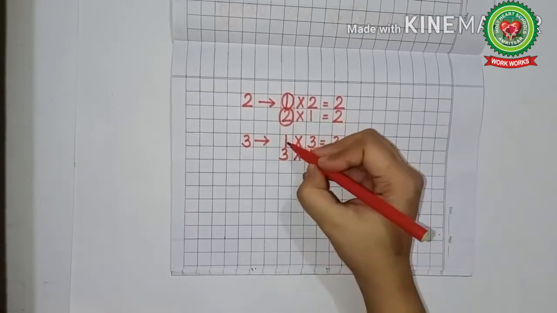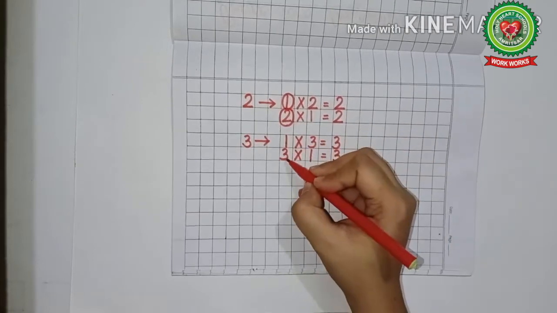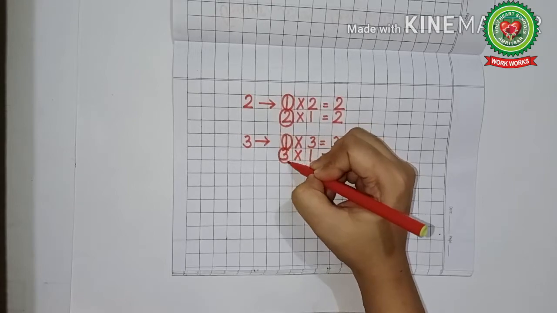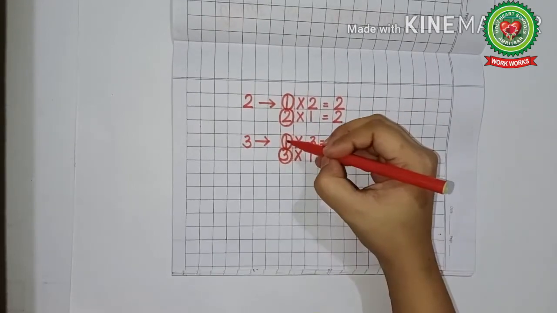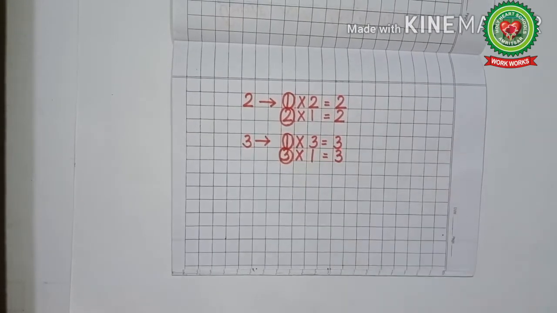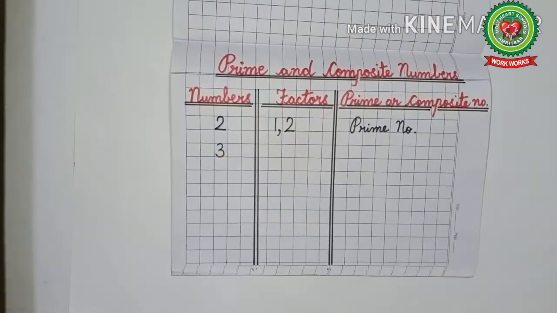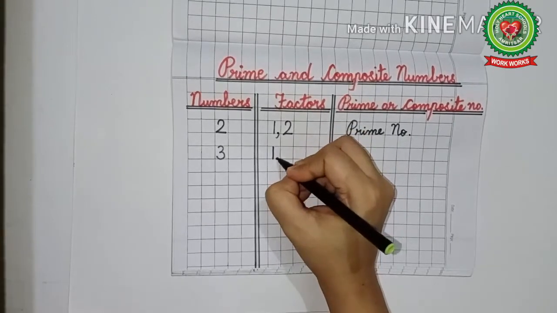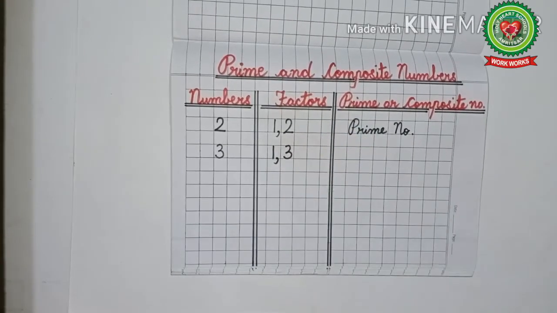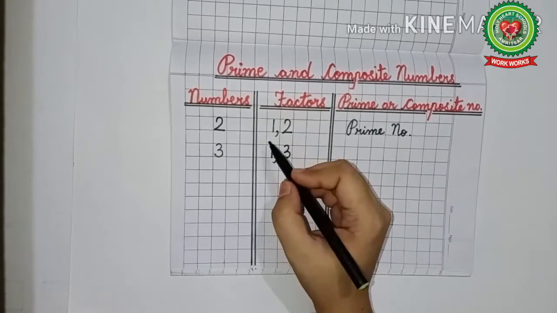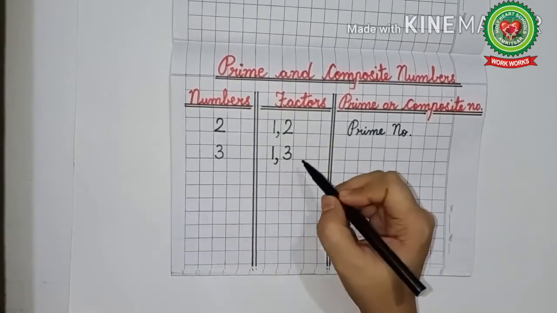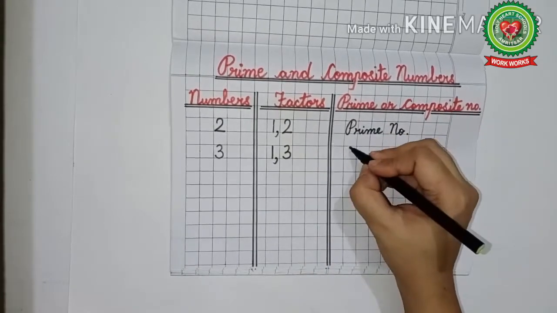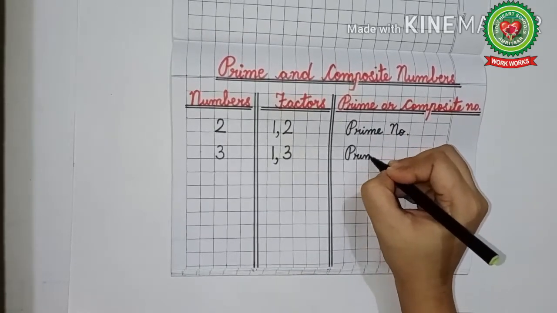Now 3 comes in the table of 1. 3 comes in the table of 3. So now 3 has how many factors? That means 2 factors. That means 1 and 3 are the factors of 3. So 3 has how many factors? 2 factors. 1 and the number itself. So we know that any number which has only 2 factors, that is 1 and the number itself, is a prime number. So 3 is a prime number.